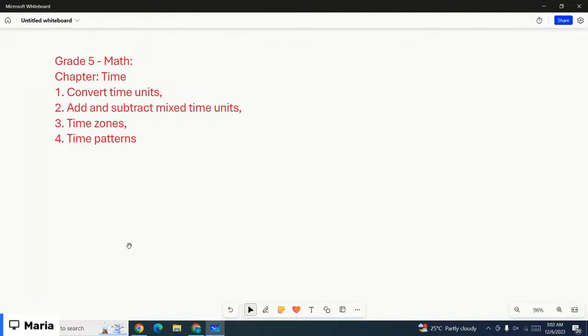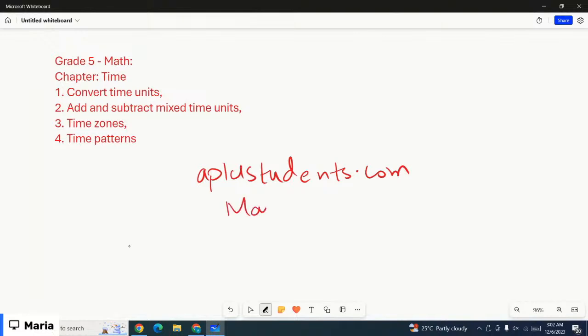You can find all the lessons on aplusstudents.com. You have to log in there using your email address, and the password is provided by the administrator. Then you have to select math from the subject tab, scroll down to grade 5, and then click on view all lessons. There you can find a list of the chapters.